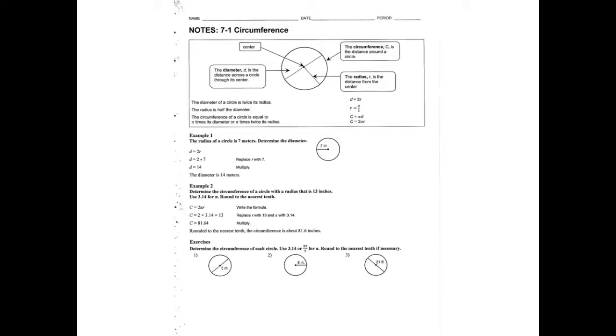Okay, so this is a video covering 7-1 over circumference. And as we discussed in class, circumference is the distance around a circle. So it's all the way around the circle. And we learned two new words today: diameter, which is the complete distance across the circle. And we learned radius, which is just halfway across the circle.